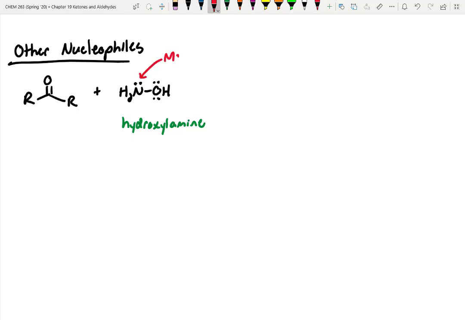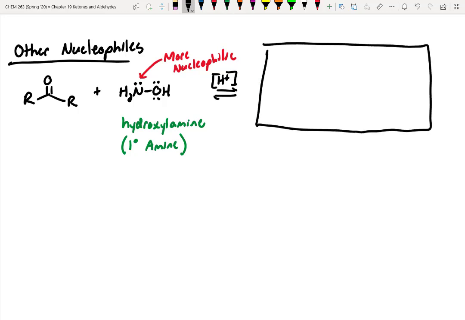So I'll just make a note here that this is more nucleophilic. And just like with the other reactions, we can treat this with our acid under buffered conditions. And if we think about it, hydroxylamine is still a primary amine. So if we ask ourselves, what would we expect to get out of this reaction?